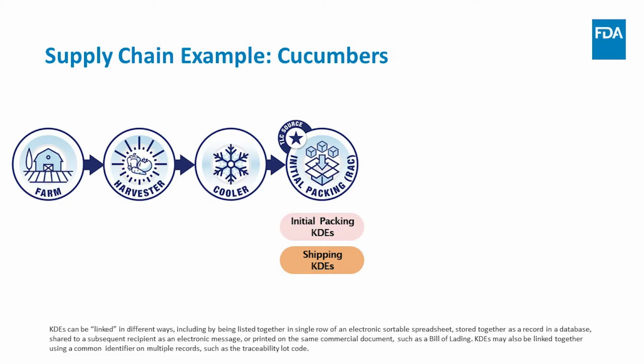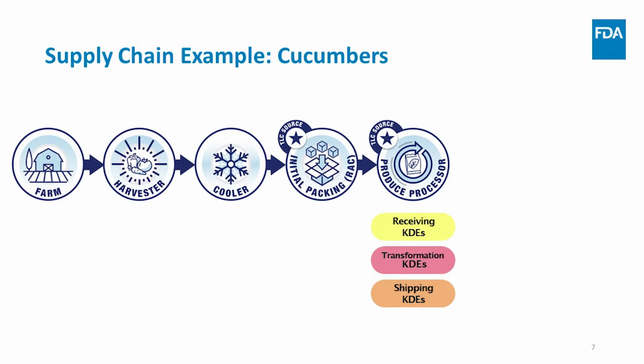The packing house must maintain key data elements related to the shipping of the fresh cucumbers to the next point in the supply chain, the produce processor. The packing house must also send many of these key data elements to the produce processor. The produce processor receives the fresh cucumbers from the packing house.